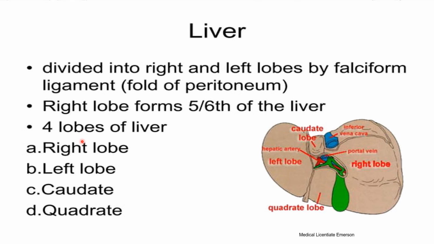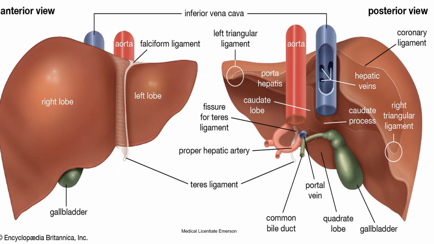They are the right lobe, left lobe, the caudate lobe, and the quadrate lobe. The quadrate lobe is here, then the right lobe, left lobe, and the caudate lobe this side. So this is what we are talking about: the right lobe, left lobe, the caudate, and the quadrate lobe.